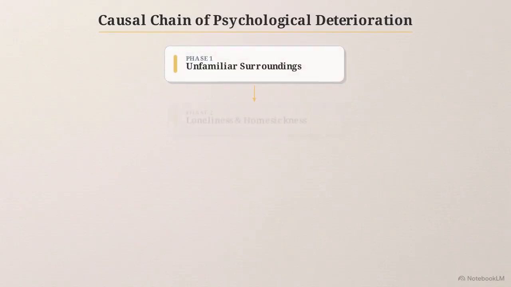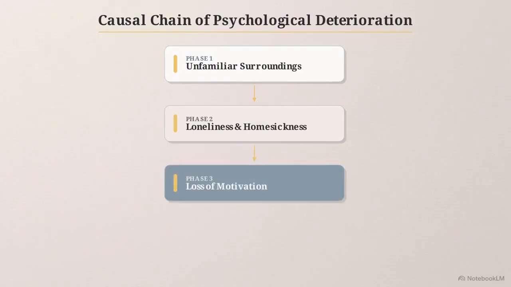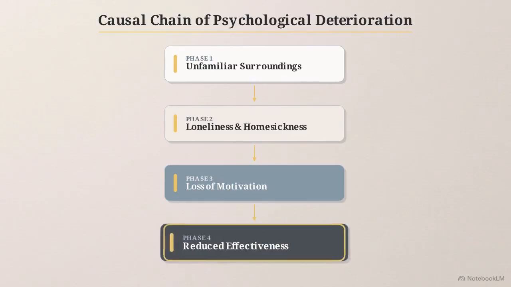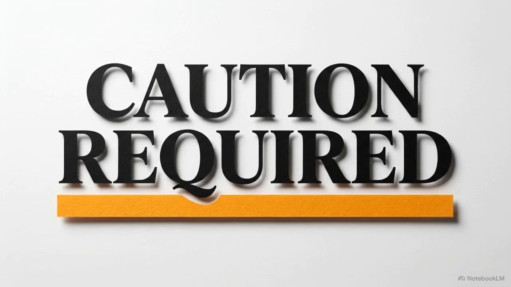This flowchart maps the causal chain of psychological deterioration. Unfamiliar surroundings breed loneliness and homesickness. This emotional isolation destroys a learner's motivation to adapt, ultimately leading to a complete reduction in study effectiveness. However, the author introduces this sequence of failure with a highly specific conditional phrase, "if not carefully managed."